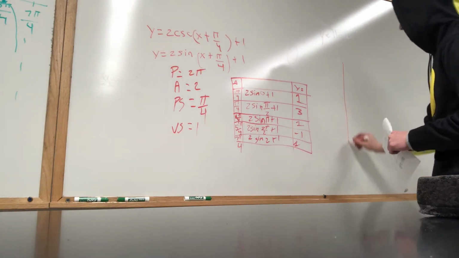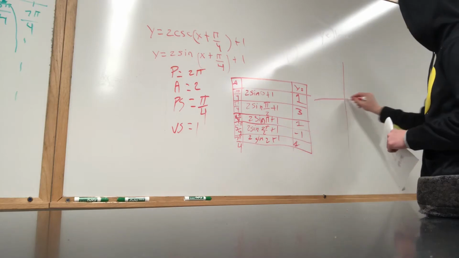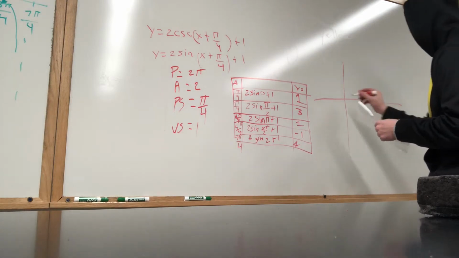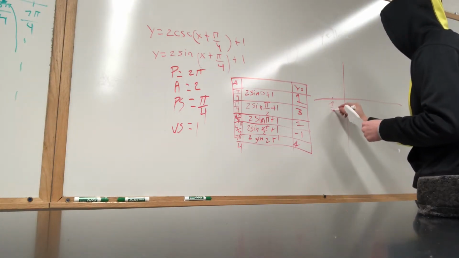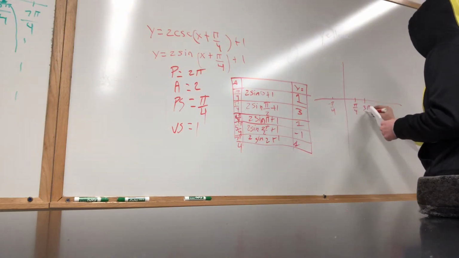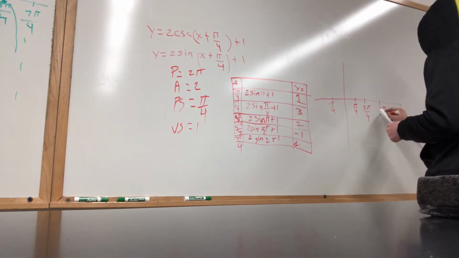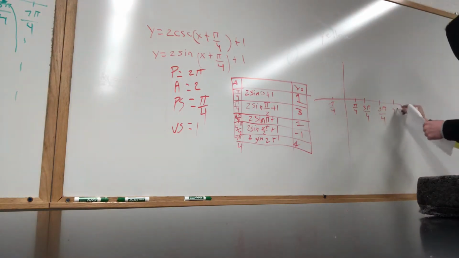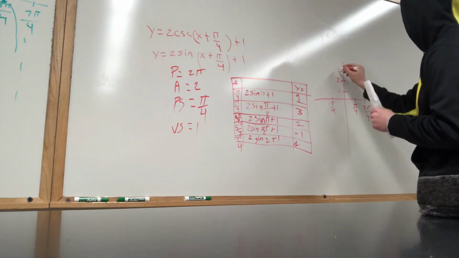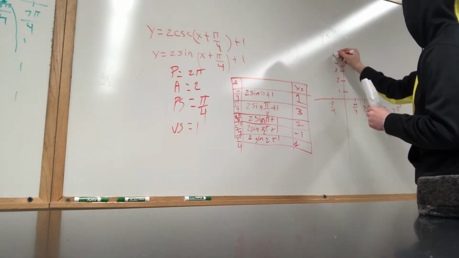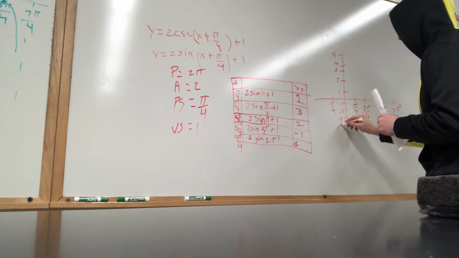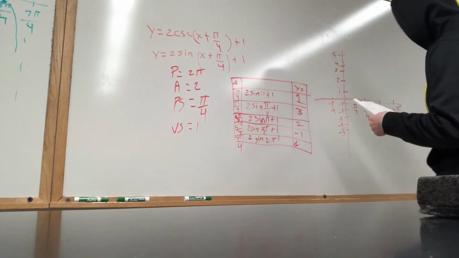So then we draw our graph. Okay. And we have our points, negative pi over 4, pi over 4, 3 pi over 4, 5 pi over 4, and 7 pi over 4. I'm going to go ahead and put some points. 1, 2, 3, 4, go up 5, then -1, -2, -3, -4, -5. So let's go ahead and graph this thing.